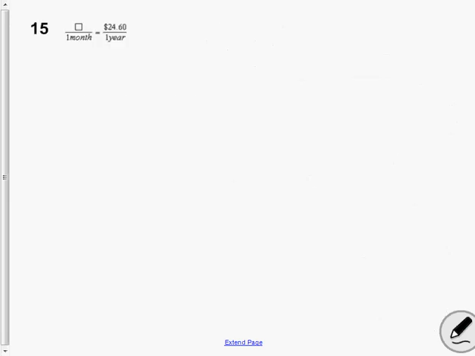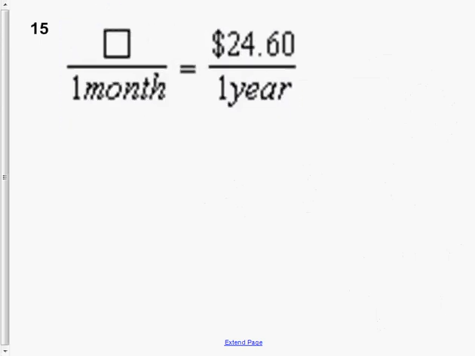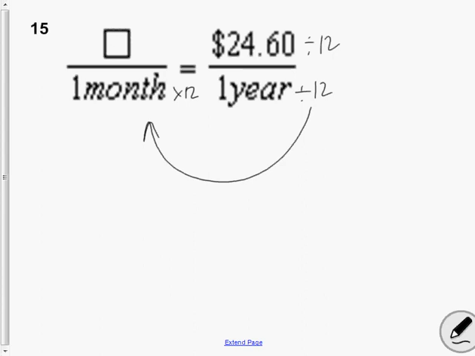And one of your last ones here. This one doesn't require a whole lot. You just have to know how many months are in a year. So if you multiply this by 12, you get a year. Therefore, if you divided this by 12, you'd get a month. And if I divide this by 12, I would get $2.05. So therefore, it's $2.05 a month.